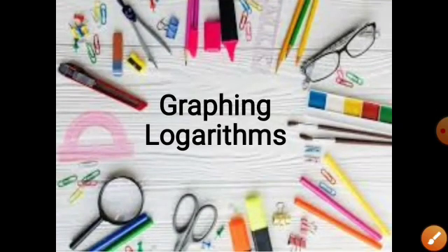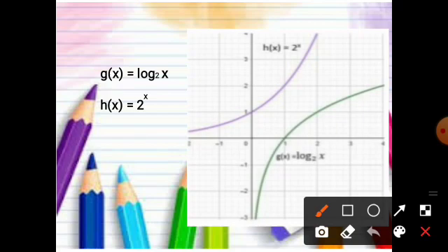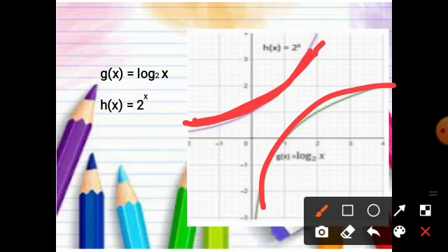Next is the graphing of logarithms. Logarithmic functions are basically the inverse of exponential functions. So this is our exponential function, which is h of x equal to 2 raised to kt. It contains a horizontal aspect, and our logarithmic function, which is j of x equal to log of x base 2, contains a vertical aspect. So just like this.